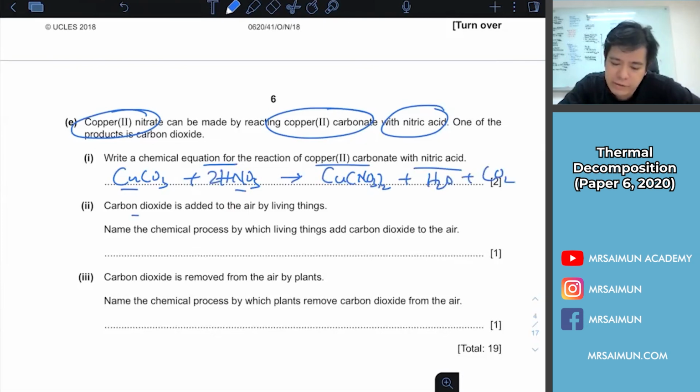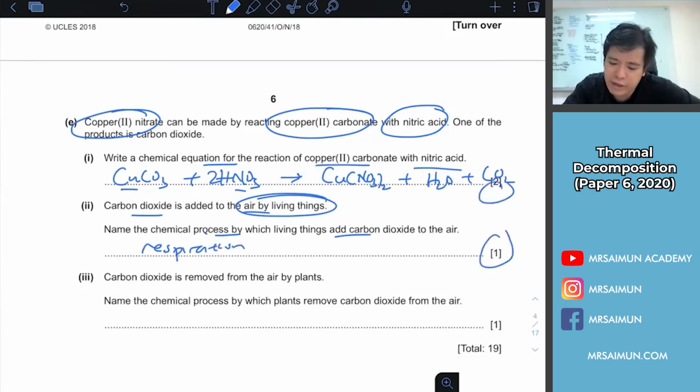Carbon dioxide is added to air by living things. Name the chemical process that adds carbon dioxide to air. So carbon dioxide gas to air, what do we do? Anyone? Respiration. Okay, very good. So these are from the air chapter.